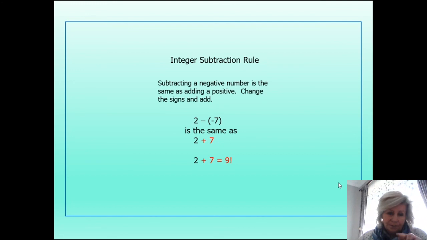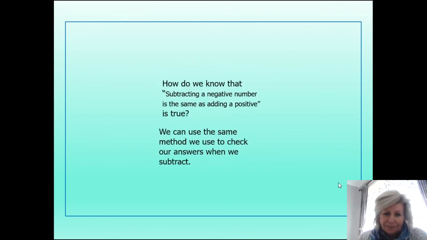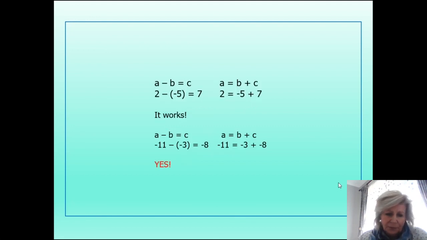So 2 minus -7, in brackets, so change the sign, 2 plus 7. 2 plus 7 becomes 9. How do we know that subtracting a negative number is the same as adding a positive? Is it true? Can we use the same method to check our answers when we subtract? So let's look. A minus B is equal to C. So 2 minus -5 is equal to 7. Yes, that is so, because 2 plus 5 is 7.